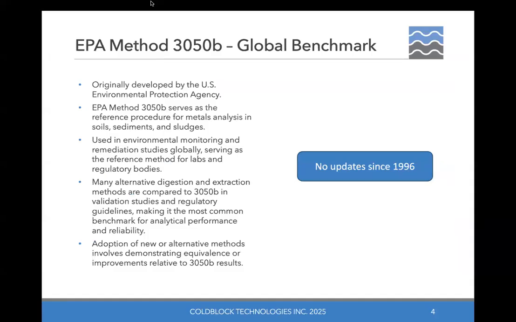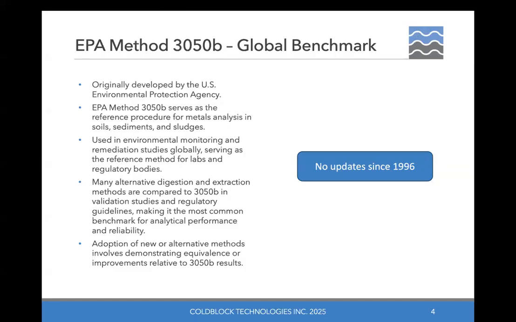Now, many countries have their own specific defined methods. Here in Canada, we refer to the SW846 methods. In the UK, it's ISO 13657. In Australia, there's AS 4969. Now, all of these methods are very similar in nature, and many, to varying extents, were built off of the original US EPA soil analysis method 3050.